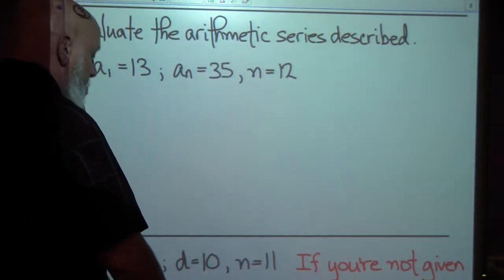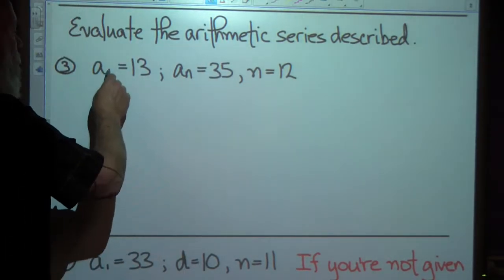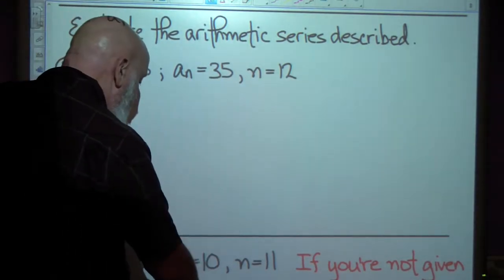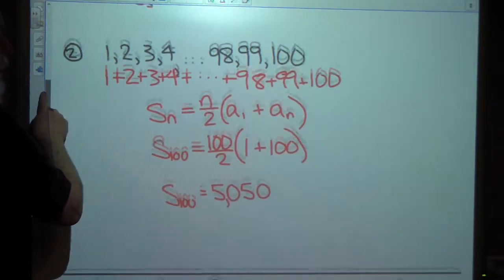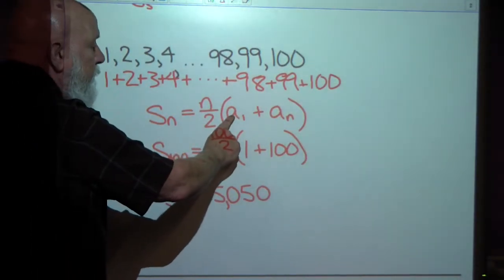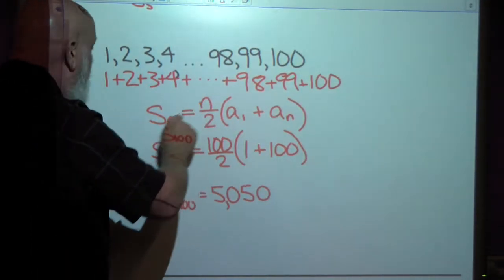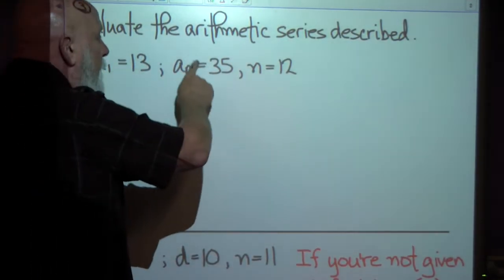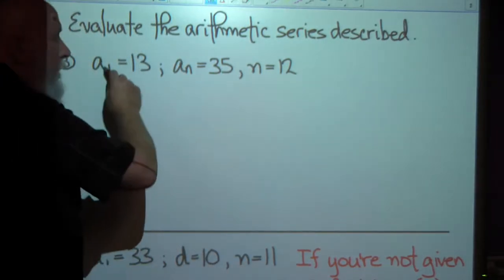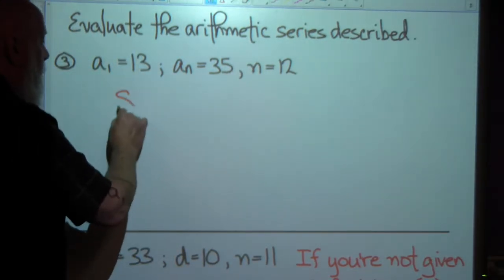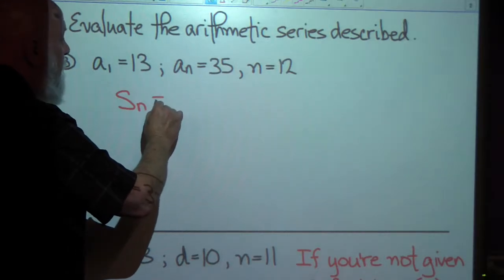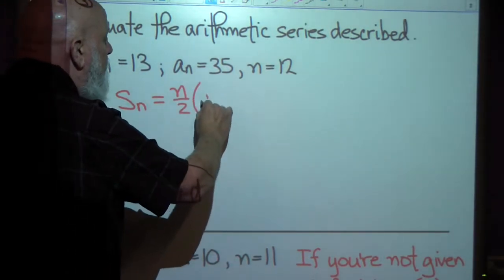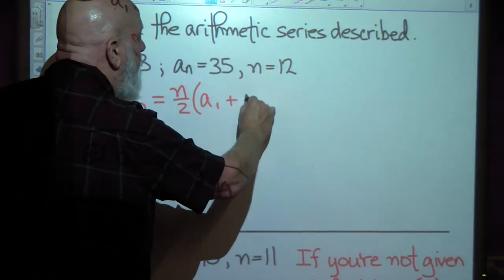Evaluate the series described here. Well, I have the first term, I have the last term, and I have the number of terms. Well, that's all I need for my formula. I need the first term, the last term, and the number of terms. So if they say evaluate the series, and they give us the first term, the last term, and the number of terms, we can just plug these straight into our formula. The sum of n terms is equal to the number of terms over 2 times the quantity, the first term plus the last term.